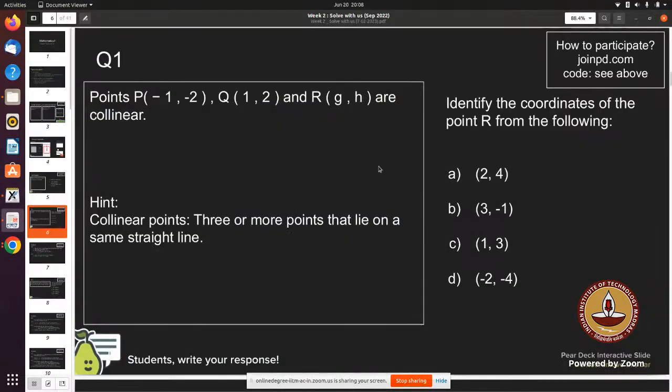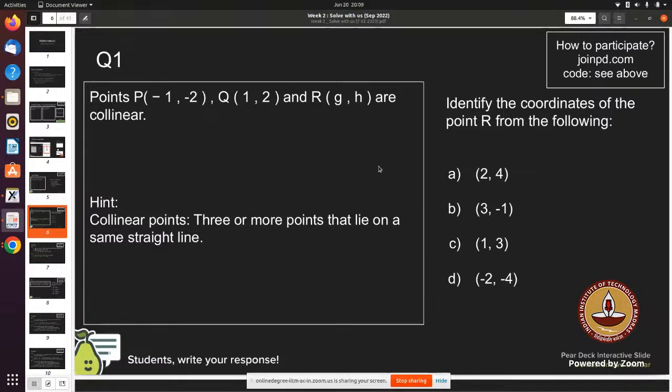Okay, so this is the first problem. In week 2, we are studying coordinate geometry, which I think you have seen in your class 11 and 12 videos, right? Suppose two points P and Q are given, with their coordinates. Another point R is there, and it is said to be collinear. Collinear means all these three points lie on a single straight line.